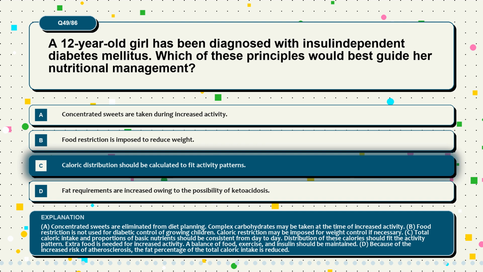C. Total caloric intake and proportions of basic nutrients should be consistent from day to day. Distribution of these calories should fit the activity pattern. Extra food is needed for increased activity. A balance of food, exercise, and insulin should be maintained. D. Because of the increased risk of atherosclerosis, the fat percentage of the total caloric intake is reduced.